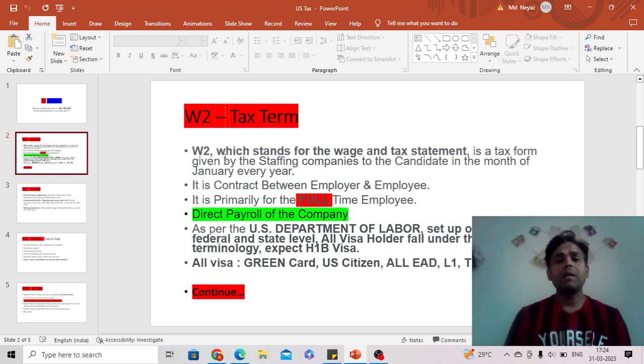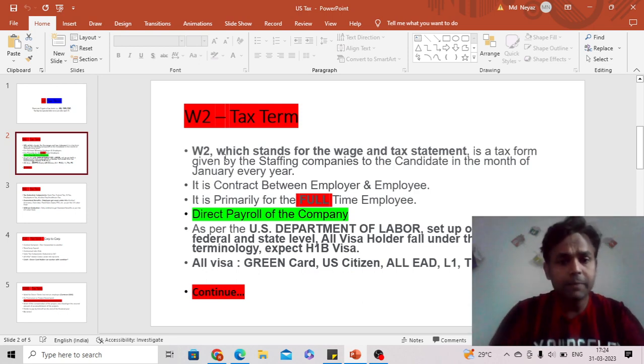In the same way, W2 is a form you have to file if you are working on an L1 visa or any EAD visa, or if you are a green card holder, or if you have converted to a US permanent citizen. Then you come under this tax terminology, and it is basically a contract between employer and employee, and it applies only for full-time workers, right?